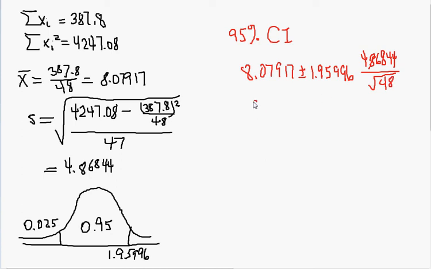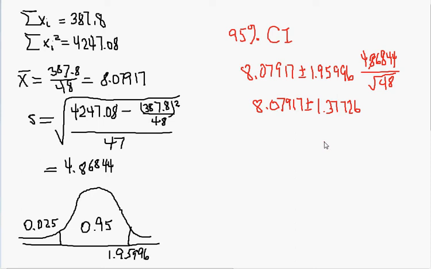And that works out to be 8.07917 plus or minus 1.37726. So that's using the bell curve.